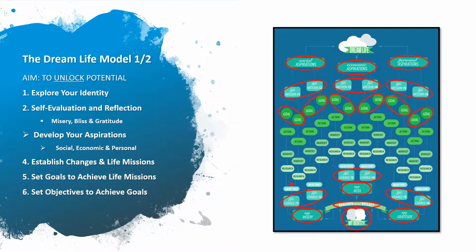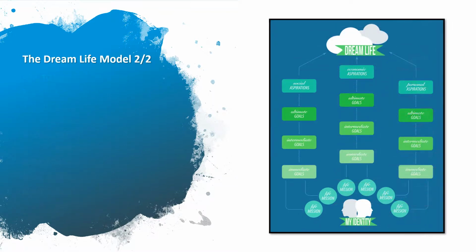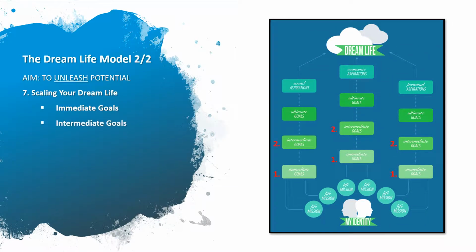And then we're going to set objectives to achieve those goals. So breaking down those objectives into research, mindset, and action objectives. So making sure that you accomplish your goals successfully. This is the second half of your life plan. So this is all about unleashing your potential and scaling up towards that dream life.